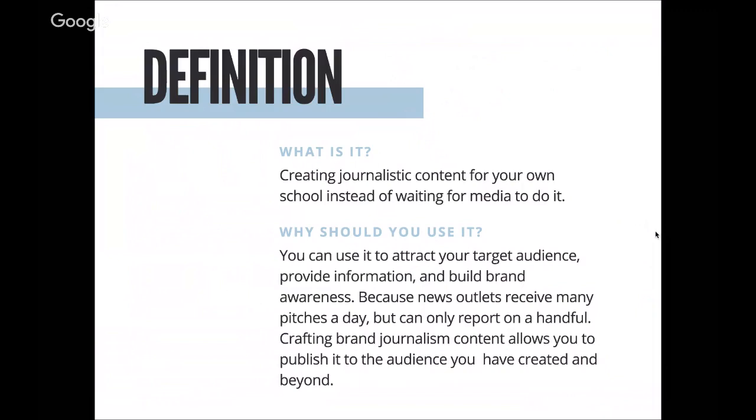so that if the story gets overlooked, or if it's a story that the media will tell down the road, or they don't feel like it's the most timely thing but would like to do it in the future, you don't have to wait as a school or organization to have that story told. You can take the steps that you need to take to have it told for you. You can use brand journalism to attract your target audience, provide information, and really build brand awareness. The beauty of using brand journalism is that you're able to control that message.